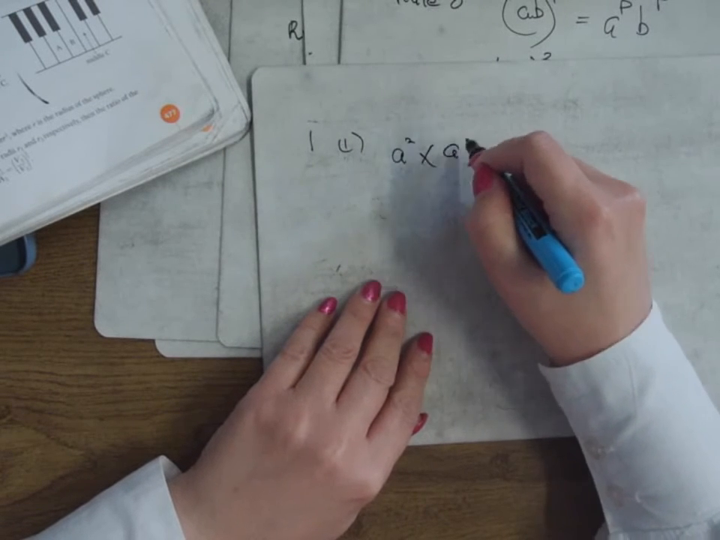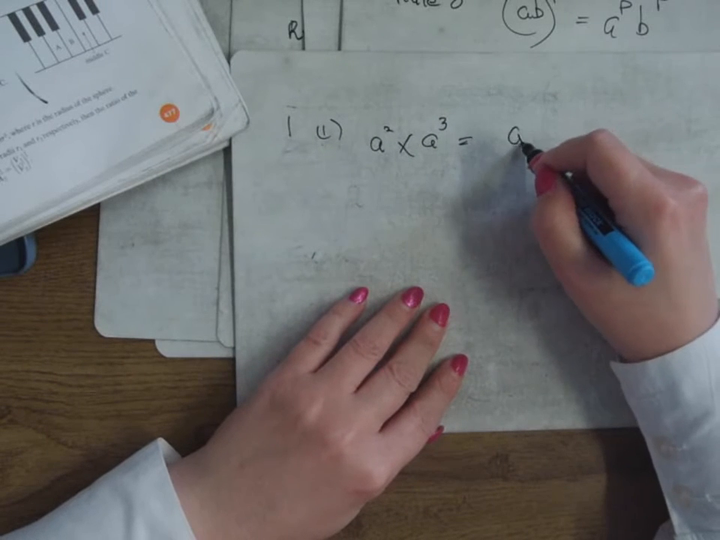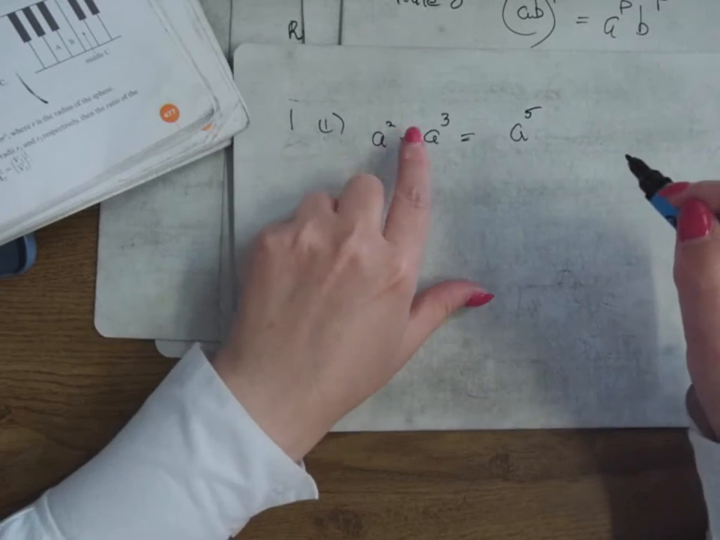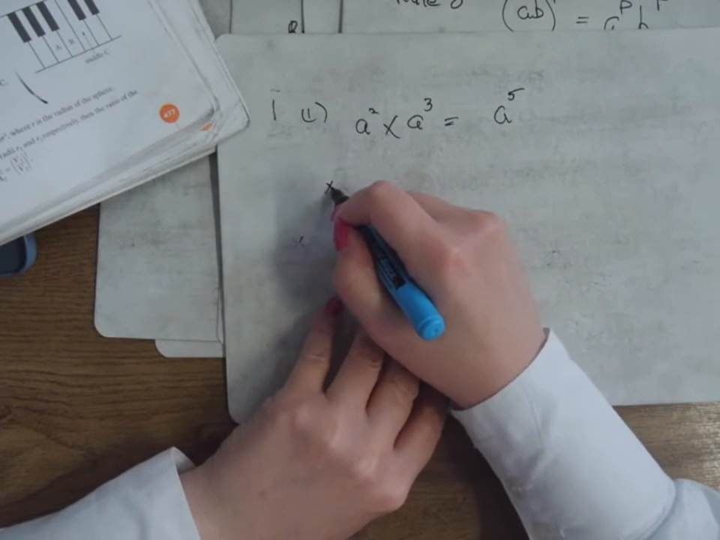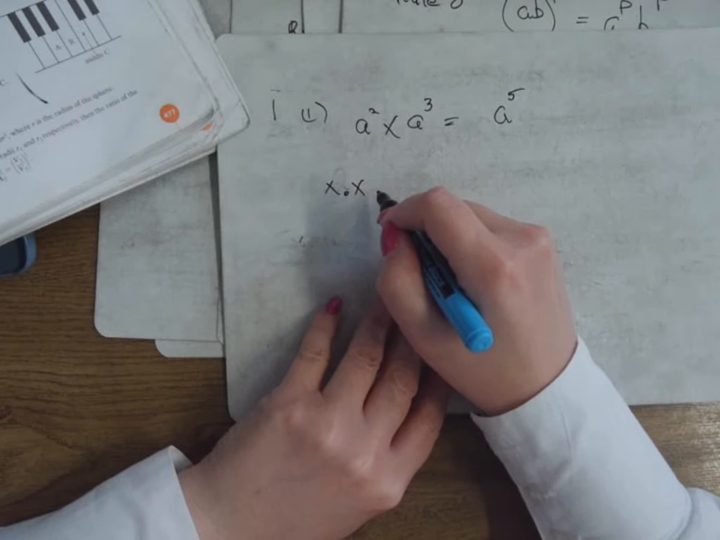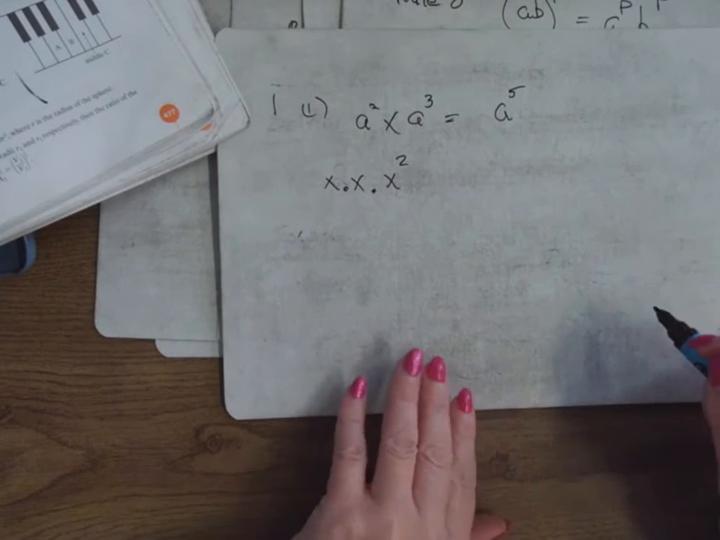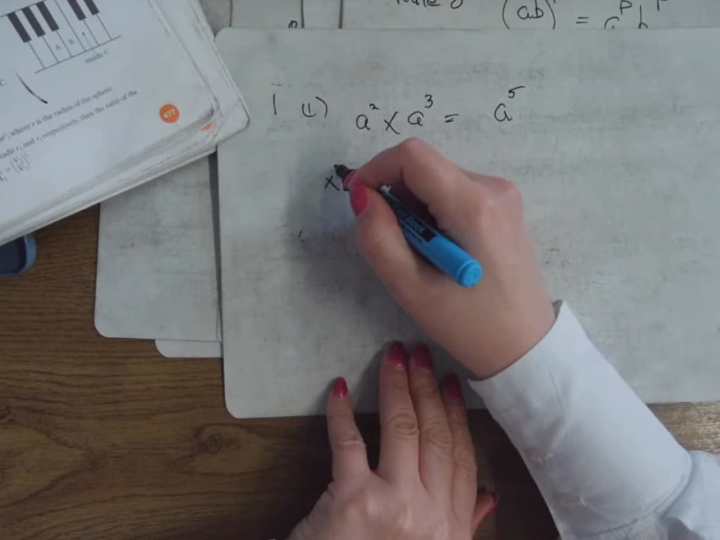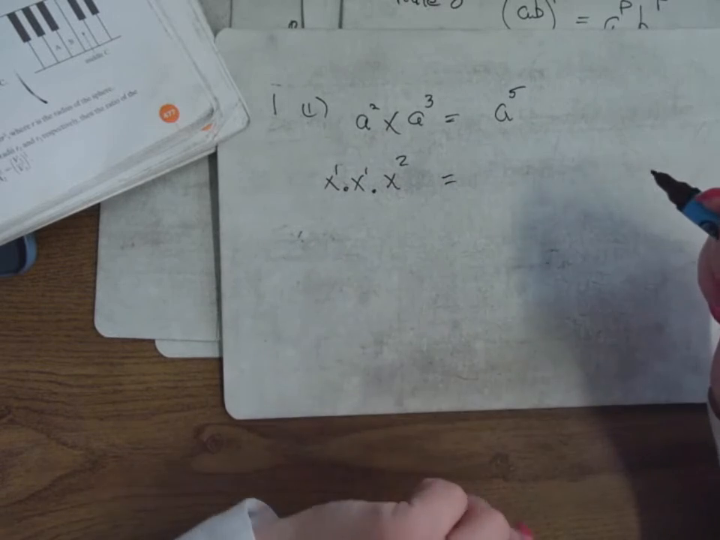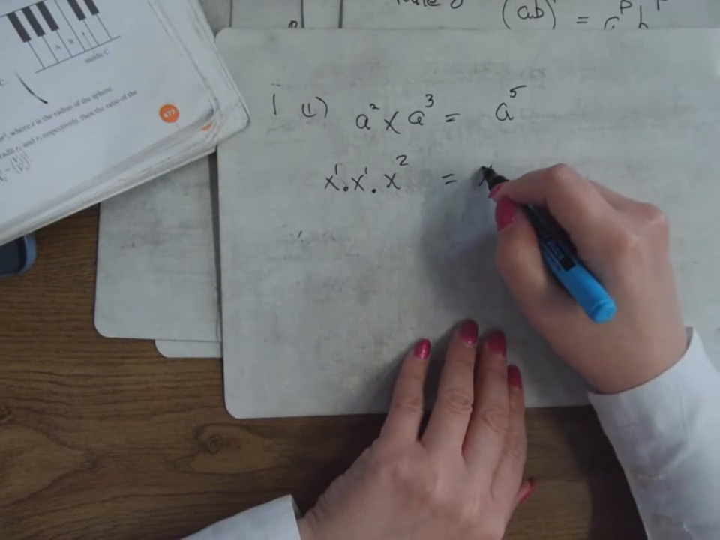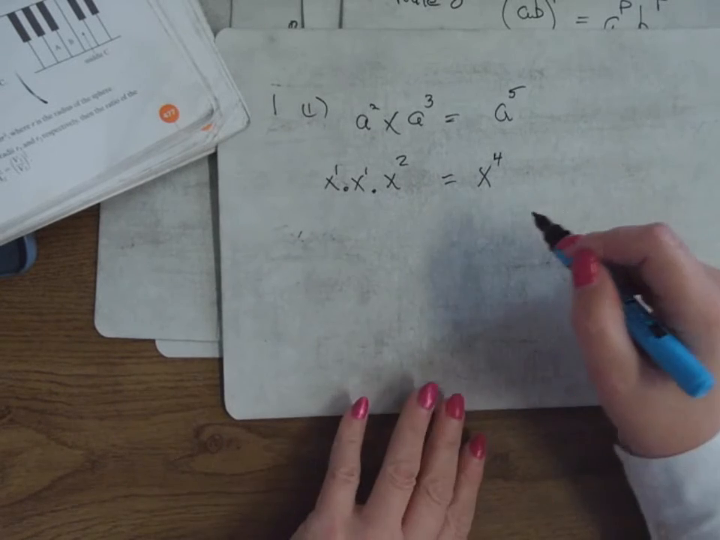So, a squared by a cubed. What do you get? A to the power of 5. When you're multiplying, you add the indices. Now they just use a dot for multiply because they don't use a multiply sign, because you'll think it's an x. So remember, x on its own is x to the power 1. So when you multiply all of those, what do you get? X to the power 4. 1 plus 1 plus 2. Remember, x on its own is x to the power 1.